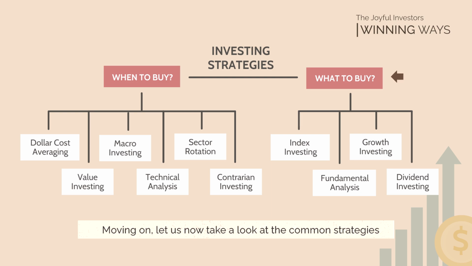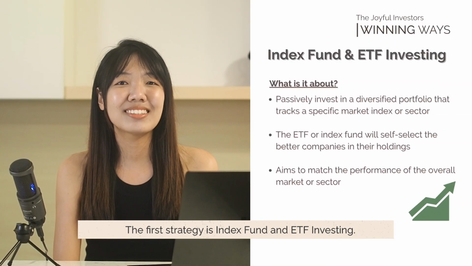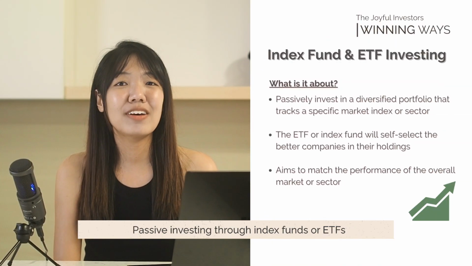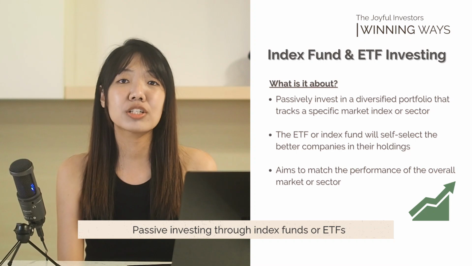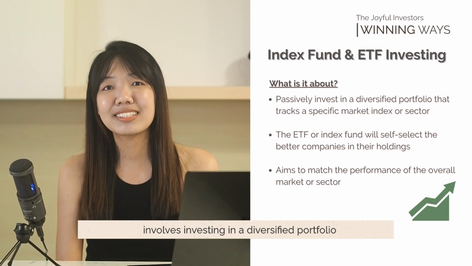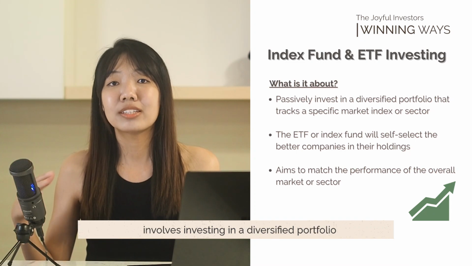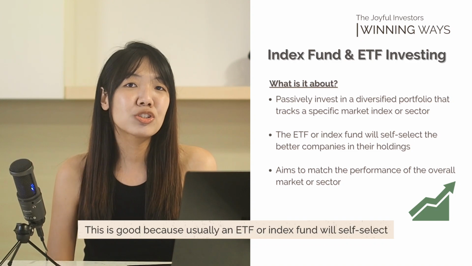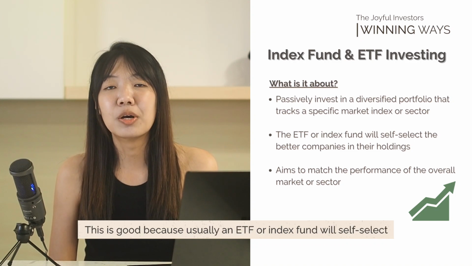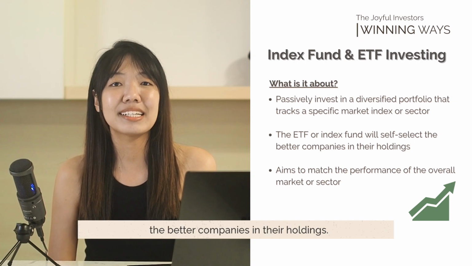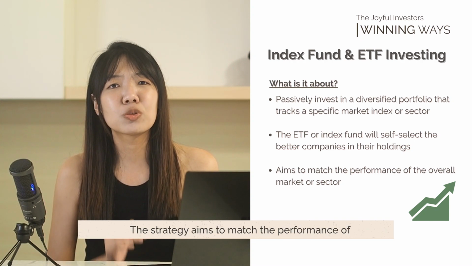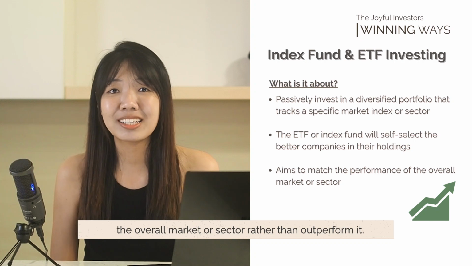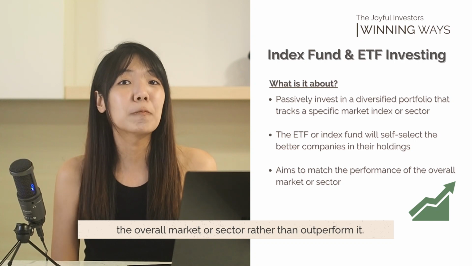Moving on, let's now take a look at the common strategies that investors use to determine what to buy. The first strategy is index fund and ETF investing. Passive investing through index funds or exchange-traded funds involves investing in a diverse portfolio that tracks a specific market index or sector. This is good because usually an ETF or index fund will self-select the better companies in their holdings. So this strategy aims to match the performance of the overall market or sector rather than outperform it.